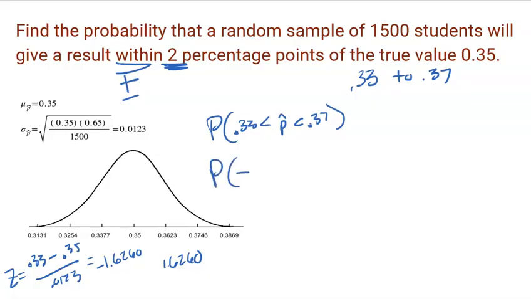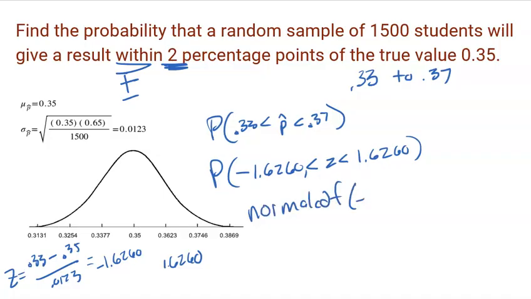So I'm going to look to find the probability that a z-score is between negative 1.6260 and positive 1.6260, which I'm going to use normal CDF to find. I'm going to go from negative 1.6260 to positive 1.6260, mean 0, standard deviation 1. Pretty easy to do this on a calculator. And we get 0.8961.